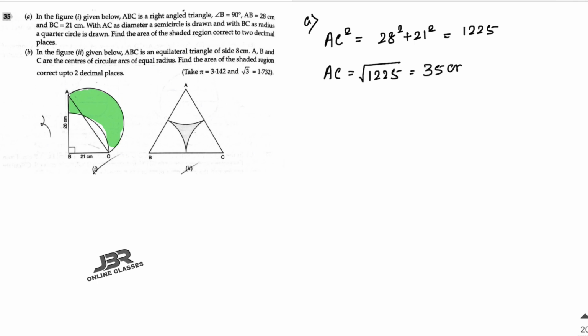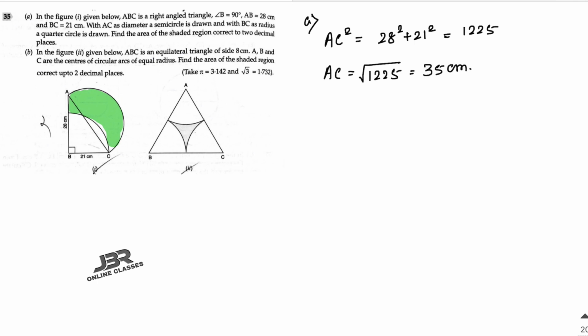So first here you have to indicate the shaded region. So this portion is the shaded region. Okay, this one. So you have to find out the area of that portion here. So first you have to find out the area of the triangle. Before you find out the area of the triangle, first you have to find out the hypotenuse by Pythagoras theorem. So AC square equal to 28 square plus 21 square. That means here 1225. So AC equal to root over of 1225. That one equal to 35 centimeter.